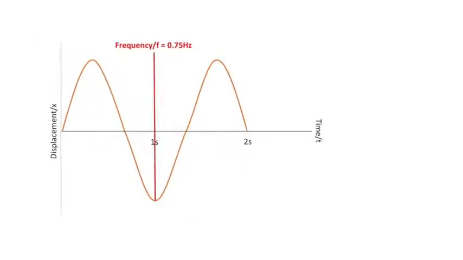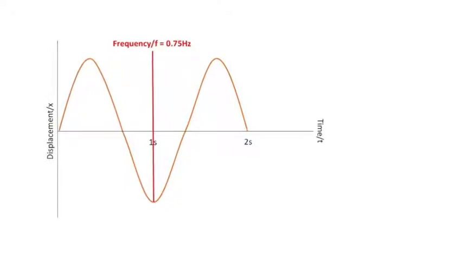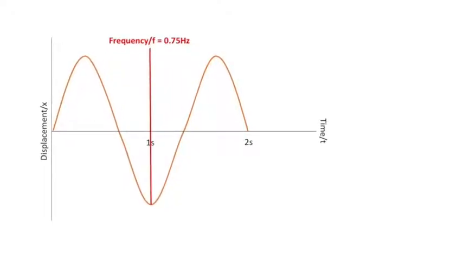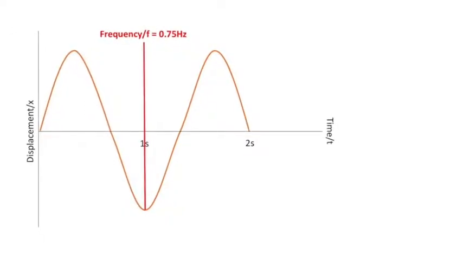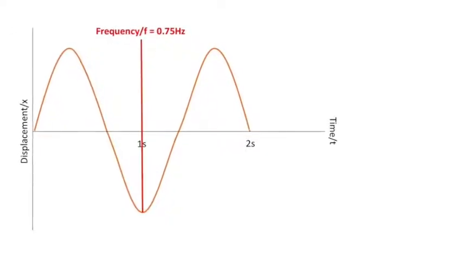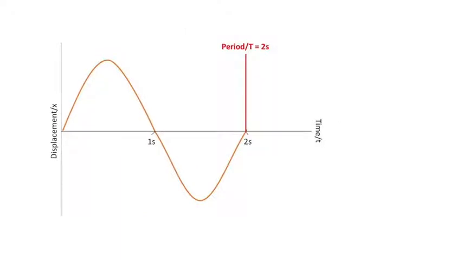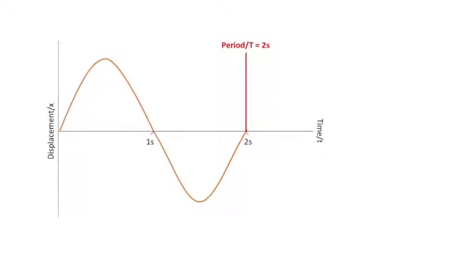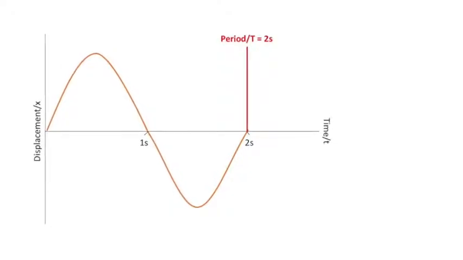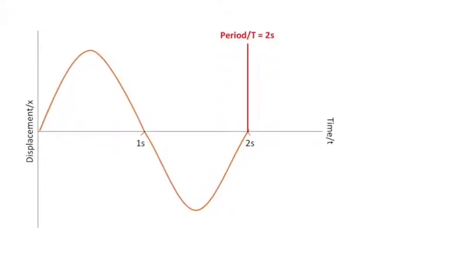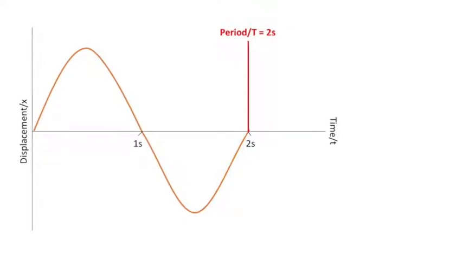I'll now explain the two characteristics I was talking about. One, which is frequency, is the amount of cycles that happen per second. It is measured in hertz, and its unit is second to the minus 1, and its symbol is f. Period is the amount of time it takes for a wave to complete a cycle. Its units are seconds, and its symbol is T. Period is related to frequency, since frequency is equal to 1 over T, or 1 over period.